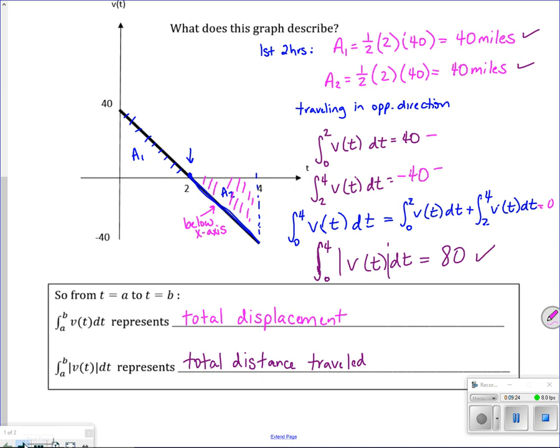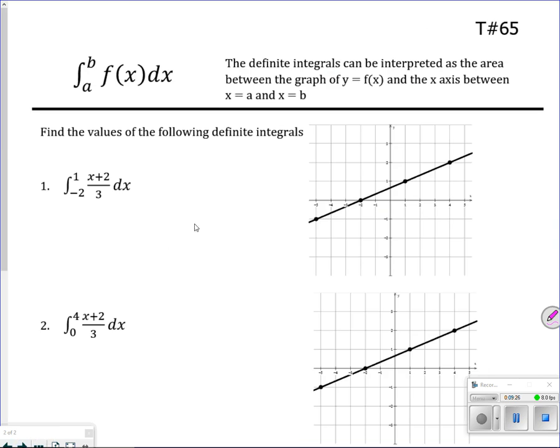And what you have to get right now is that the integral from a to b of f of x can be interpreted as the area between the graph and the x-axis. But you have to remember, if it's above the x-axis, that integral is going to be positive. And if it's below, that integral is going to be negative.